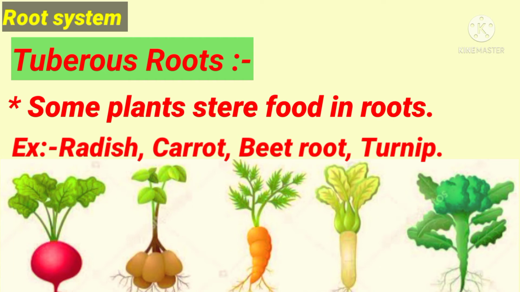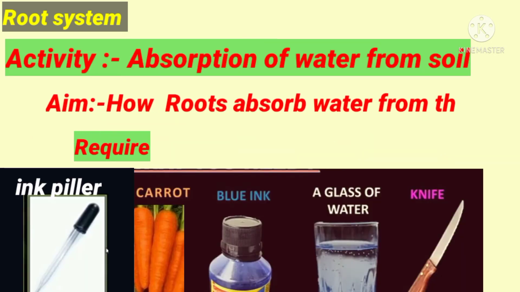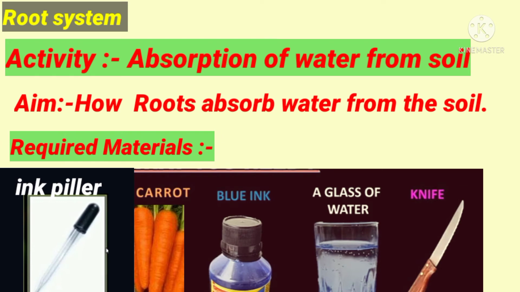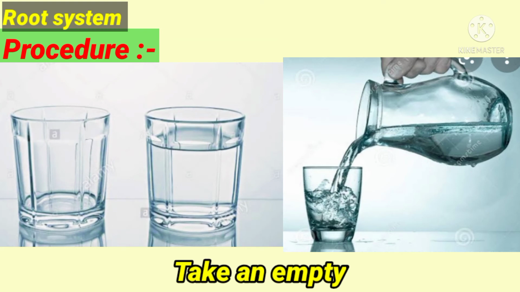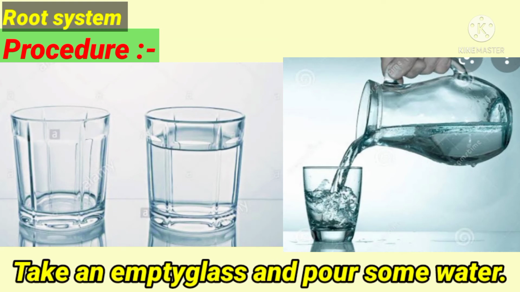Let us do one activity: how water is absorbed by roots. Aim: how roots absorb water from the soil. Required materials: ink filler, carrot, blue ink, a glass of water and a knife. Procedure: take an empty glass and pour some water.